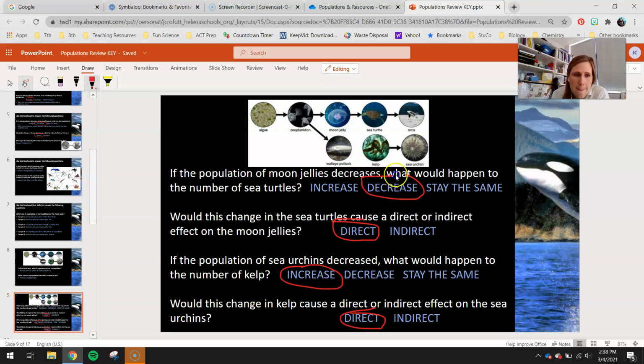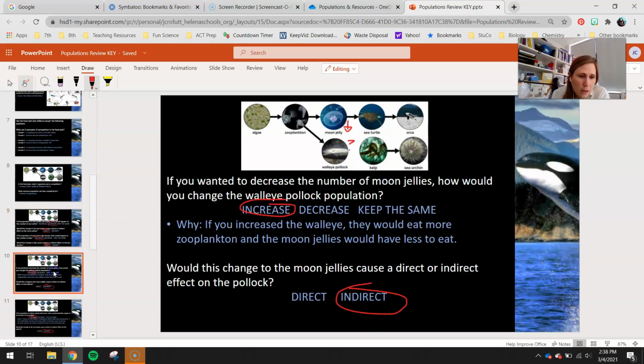All right. Moving on to the next slide. These all involve the same population, and there's a lot of explanations that we're going to talk about on these. If you wanted to decrease the number of moon jellies, so our moon jellies would need to go down, how would you change the walleye pollock population? We would want to increase those. So if we increase the number of walleye, that's going to mean that we're eating more zooplankton, so our zooplankton is going to go down.